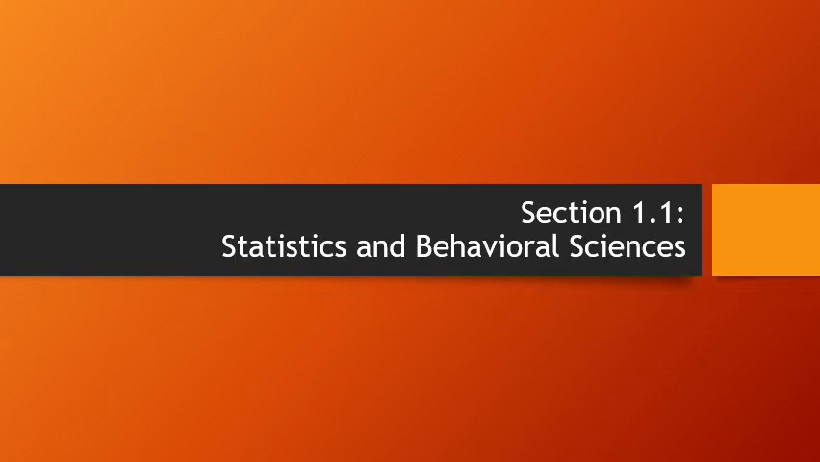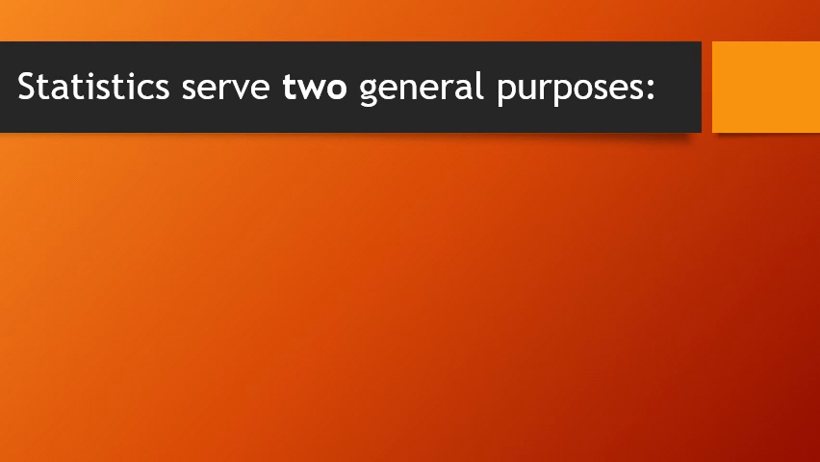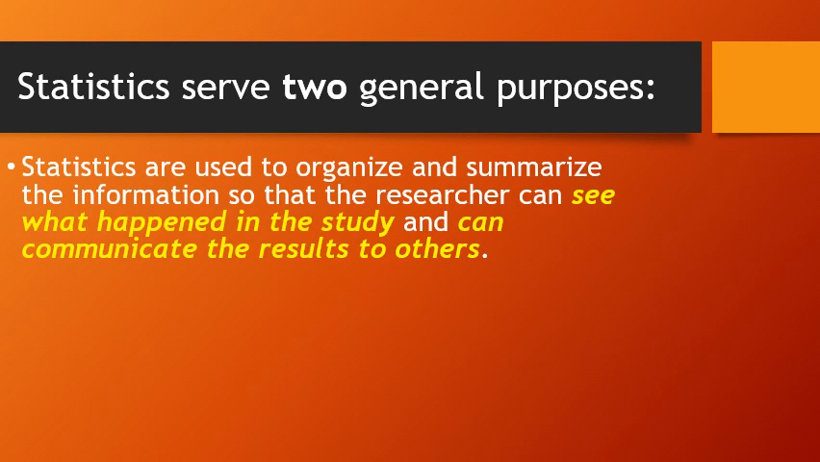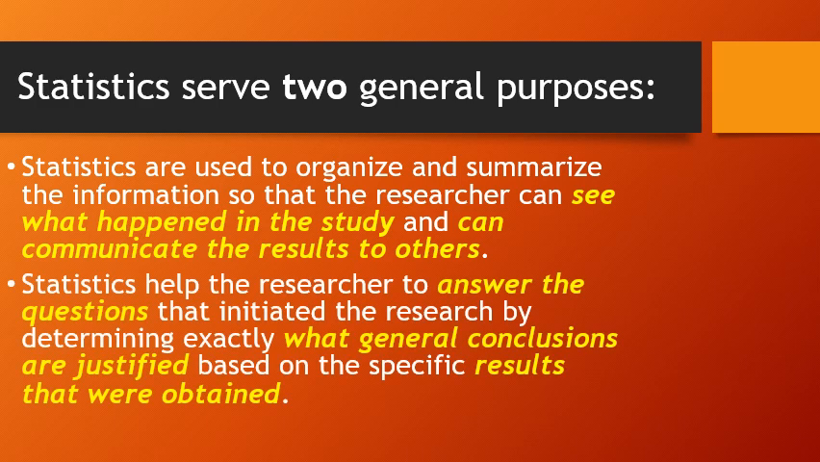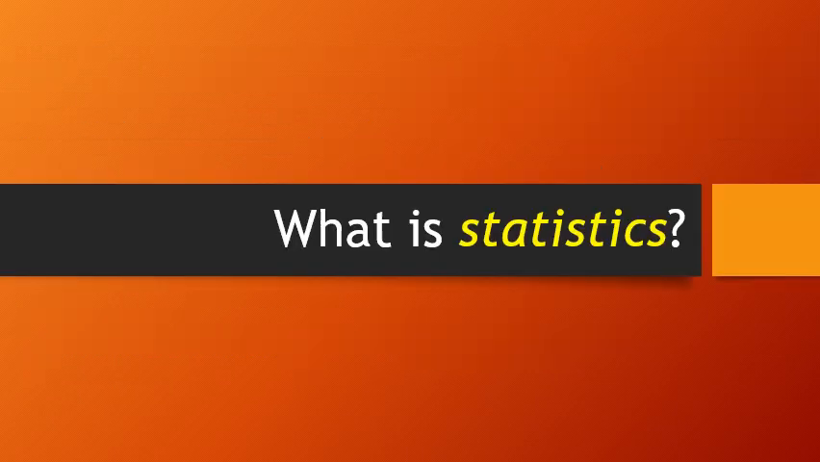We're going to talk about Section 1 in Chapter 1 of Statistics and Behavioral Sciences. Statistics serve two general purposes. First off, they are used to organize and summarize information so researchers can see what happened in the study and can communicate the results to others. Secondly, statistics help the researcher to answer the questions that initiated the research by determining exactly what general conclusions are justified based on the specific results that were obtained.